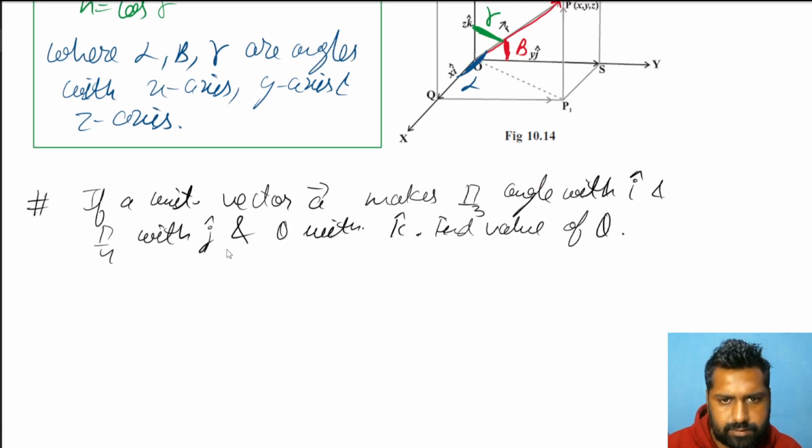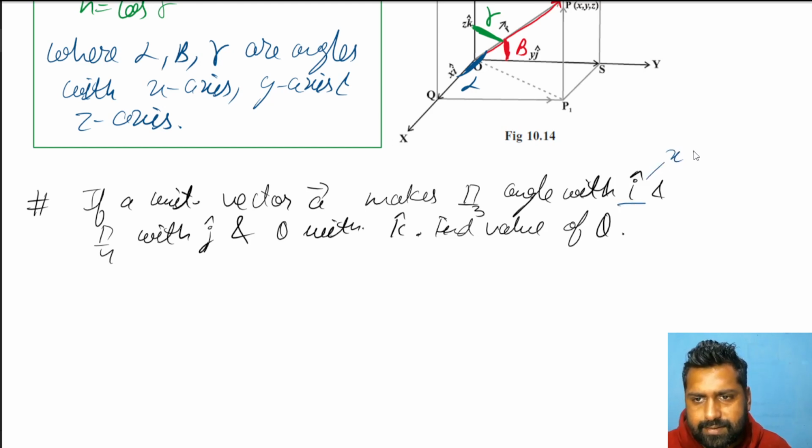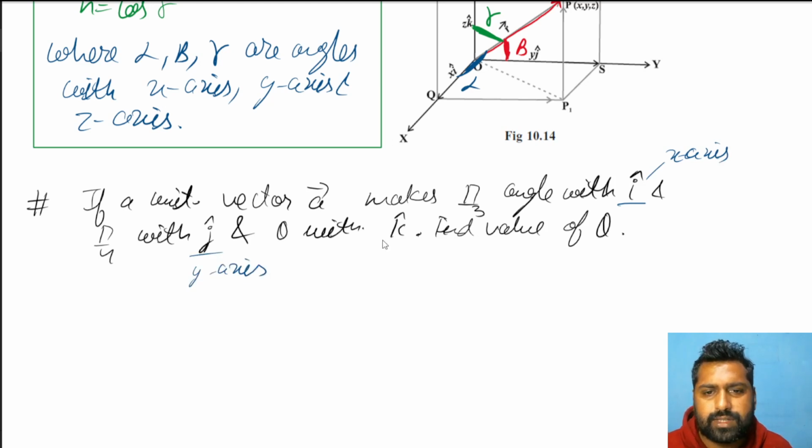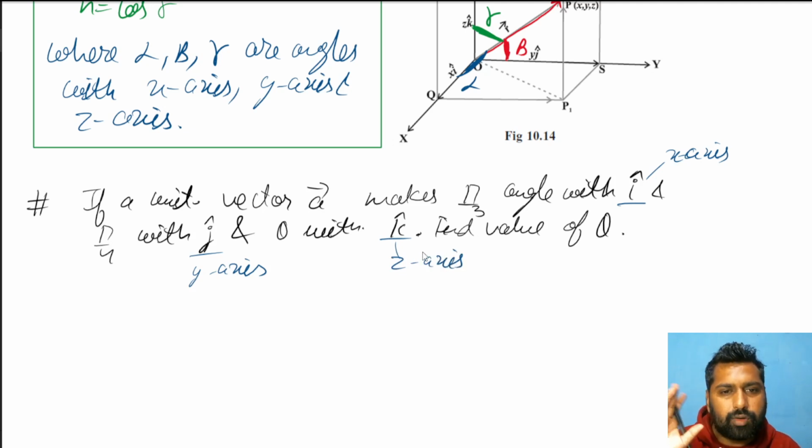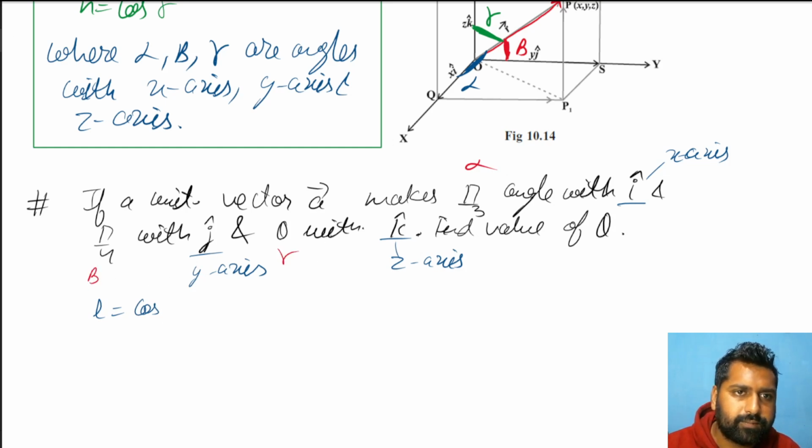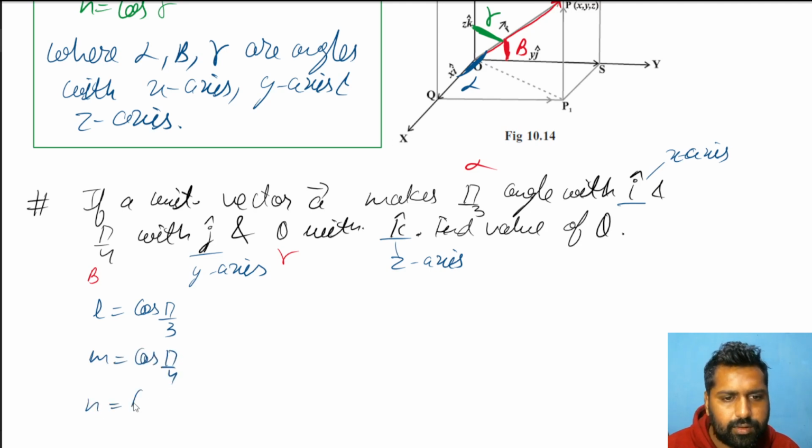So the moment it says angle with i cap, he's talking about the x-axis. This one he's talking about the y-axis. This one he's talking about the z-axis. The moment you see this, the first thing that should come to your mind is cos alpha, cos beta, cos gamma. So basically he's indirectly or directly giving us L, M, N. So L is cos alpha. This angle here is alpha, this one is beta, this one is gamma. So L is cos pi by 3, M is cos pi by 4, N is cos theta.